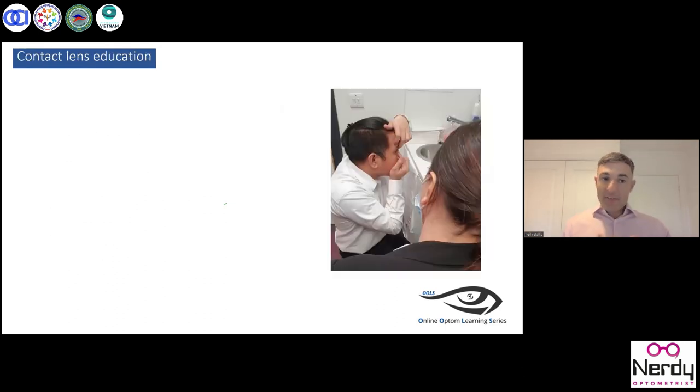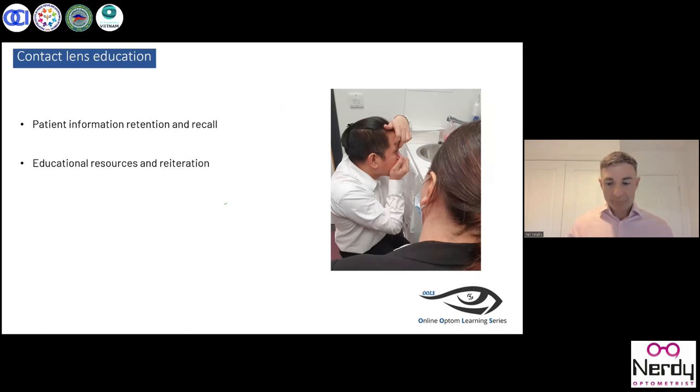Just to conclude off with the fitting aspects, the education is really important, and for us to think through what we're doing. So we need to think about when we might recall the patients and how we might interact with them in the period outside the practice. So do you issue leaflets, digital resources, and how do you embed those best practice behaviours and compliance from the start with the regimes that you want to set?